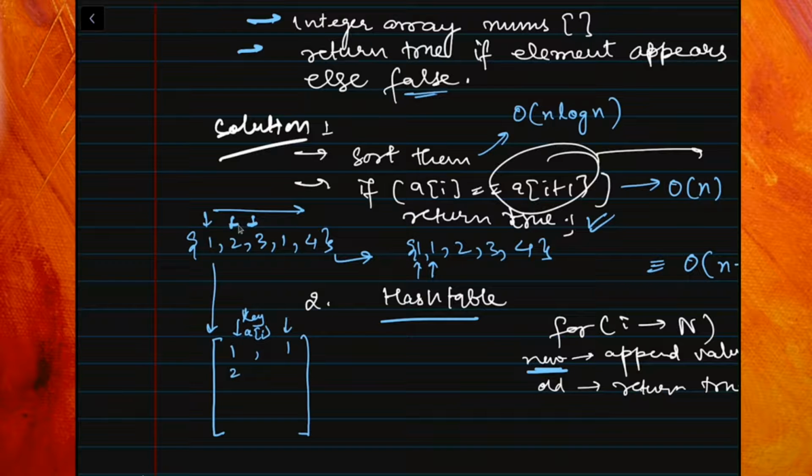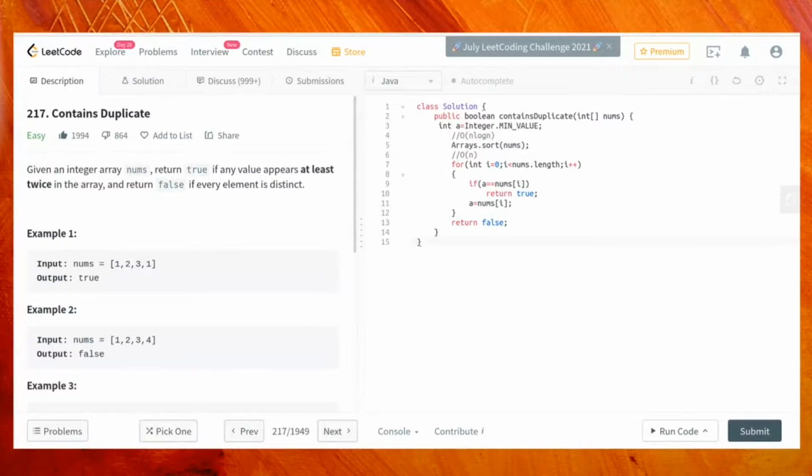We would iterate through the whole array. 2 was not there, we would add it, and 3 was not there, then again 1 comes. We check if this element was already in the hash map or not. If it's there, we directly return true, and if the whole array has been iterated through and we have not encountered any repeated element, then we would return false. So let's go to the code and see.